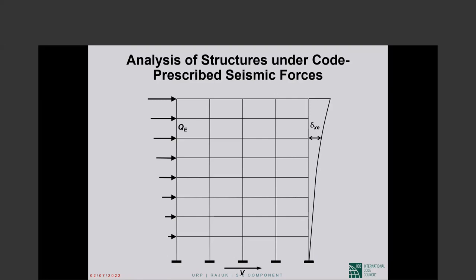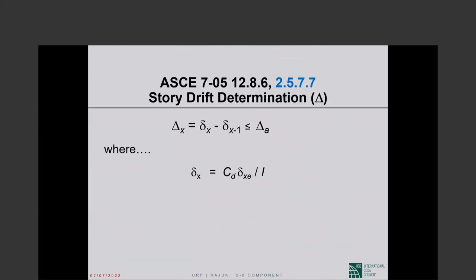Okay, so delta sub XE and Q sub E. The delta sub XE multiplied by C sub D gives us the estimated design earthquake displacement, as I mentioned. So delta sub X is C sub D times delta sub XC, but it is a little bit more than that. In delta sub x, we divide C sub D delta sub xc by the importance factor I.